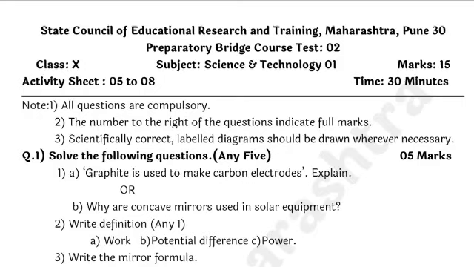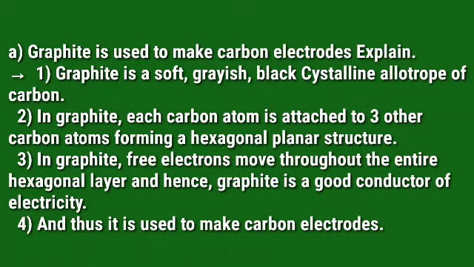Solve the following. The first is A. Graphite is used to make carbon electrode. Explain. The answer is: first, graphite is a soft, grayish black crystalline allotrope of carbon. Second, in graphite, each carbon atom is attached to 3 other carbon atoms forming a hexagonal planar structure. Third, in graphite, free electrons move throughout the entire hexagonal layer and hence graphite is a good conductor of electricity. Fourth, thus it is used to make carbon electrodes.